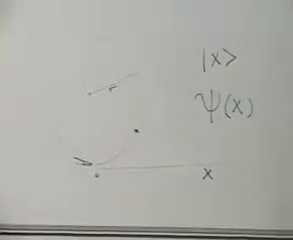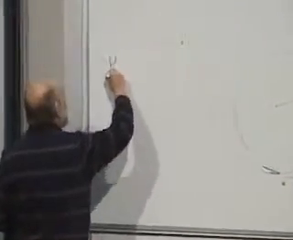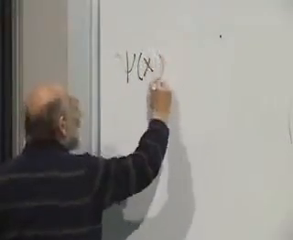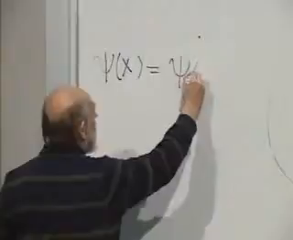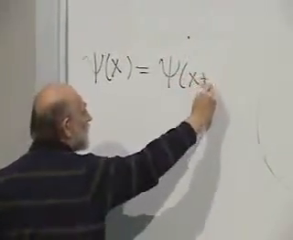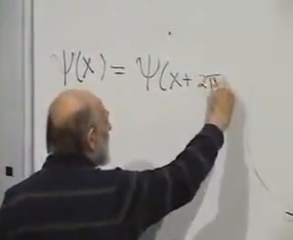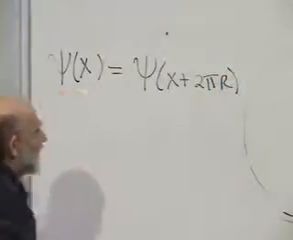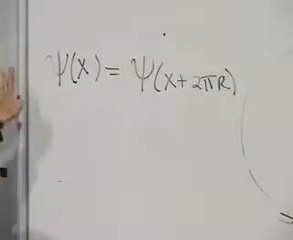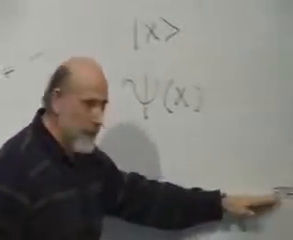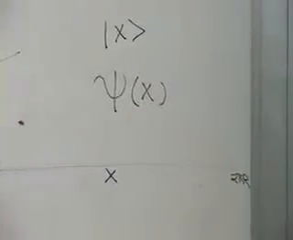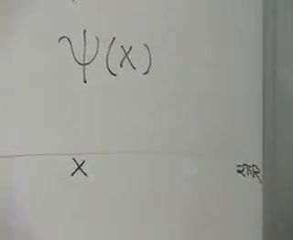Another way to say that is that the vector space that we're talking about is the space of functions psi of x which have the property that they're equal to psi of x plus 2 pi r. Consider the special class of functions which, when they start at 0 and get to 2 pi r, come back to their same value. They're called periodic functions. Okay?